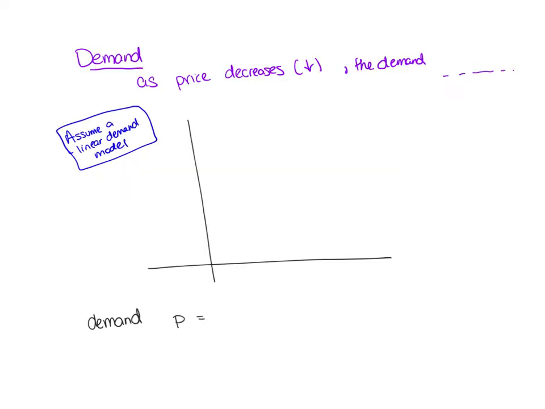So the first thing that we're going to look at is this idea of demand. We know that generally as the price decreases, right, as our price is going down, then the demand should increase. More people are going to want to buy something if it costs less. Right, that's this idea of demand, where we want to think of demand as the number of items that can be sold.